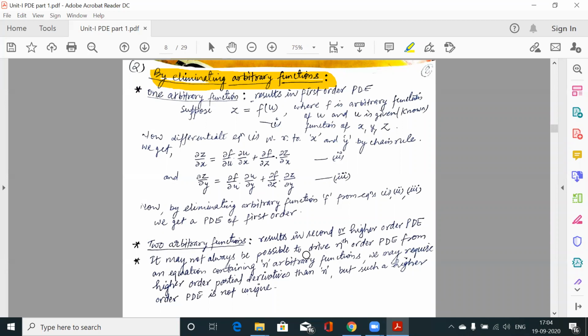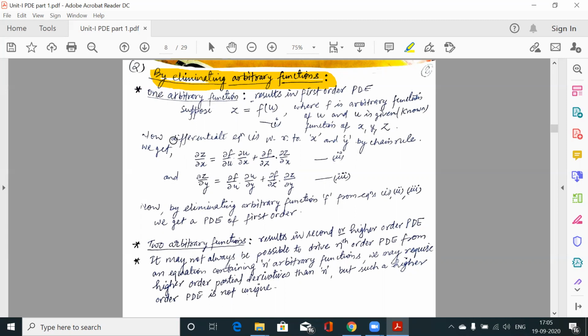So our next topic is the formulation of PDE, partial differential equation, by eliminating the arbitrary functions. The concept in this case is also very similar to the case which is studied previously. We have studied how to formulate the PDE after elimination of arbitrary constants. So here also we have to eliminate the arbitrary function, in case of arbitrary constants.